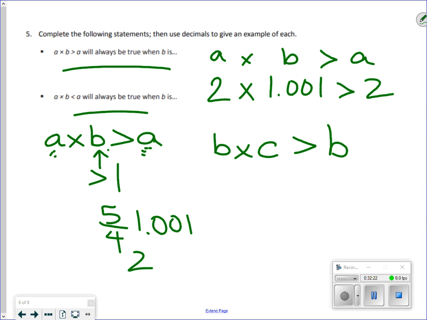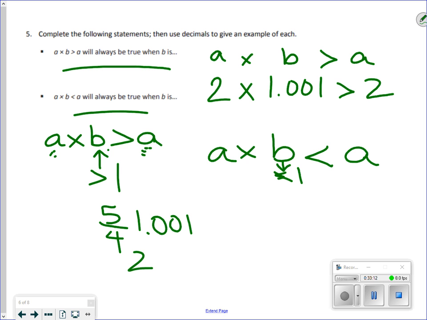Is there like a letter sentence for less than 1? Oh, I see. A times B less than A will always be true when B is less than 1. Whether it's a fraction, whether it's a decimal. I can't use a whole number this time unless it's 0 or a negative. But we don't do that in here. You'll do it in a higher grade, just not here. So A times B less than A is always true as long as B is less than 1. So it can be a decimal less than 1. It can be 1/2, 3/4. Anything that is less than 1.